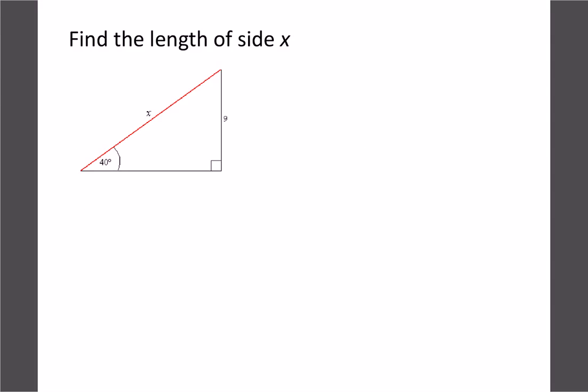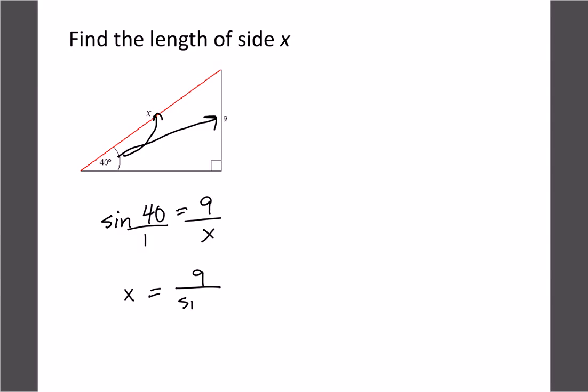Okay, let's try another one. Here we've got 40 degrees, so our opposite side is 9, and in this case our adjacent is unknown, but we're looking for our hypotenuse being x. We've got opposite over hypotenuse, so we would use sine. So sine 40 would be 9 over x. This time when we cross multiply, we'd have 9 times 1, which is 9, and then we divide by sine 40. Just be careful when you're solving these that you get your multiplying and dividing done correctly. So 9 divided by sine 40 gives us 14 in this case.